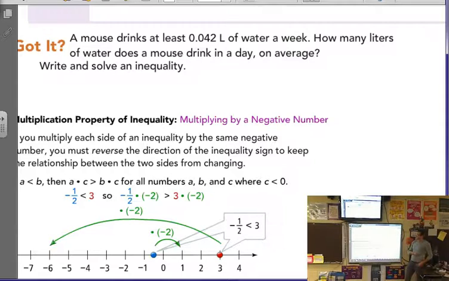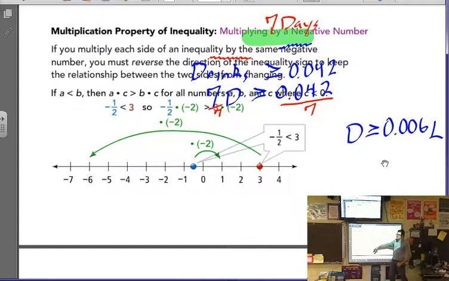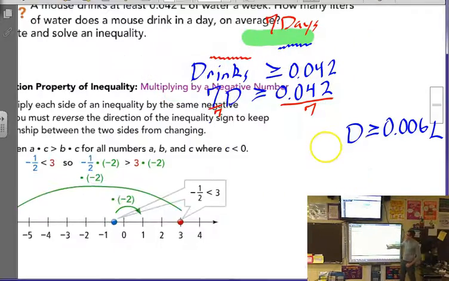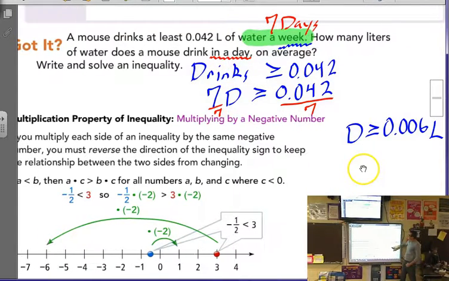So here is the multiplication property of inequality, multiplying by a negative number. This is exactly what I was talking about at the beginning of the lesson. When we multiply by a negative number, because it changes the value on each side, it flips a positive value to a negative and a negative value to a positive. Of course my smartboard would do that. We then have to flip the direction of that inequality symbol.